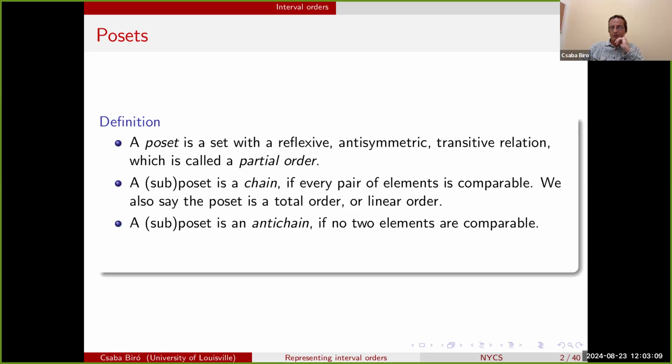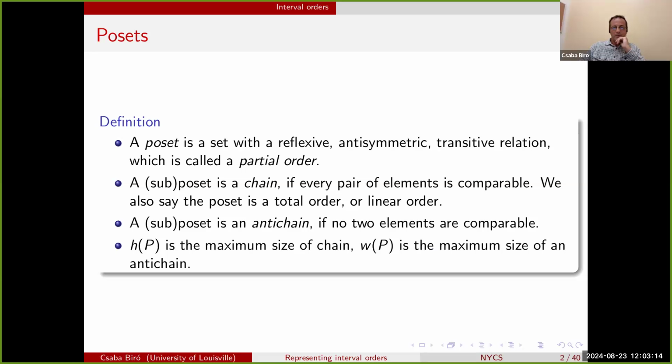It's an antichain if no two elements are comparable. And the maximum size of a chain in a poset is called the height of the poset. It's usually denoted by h(P), but that differs from author to author. And w(P) is the width of the poset, the maximum size of an antichain in the poset.